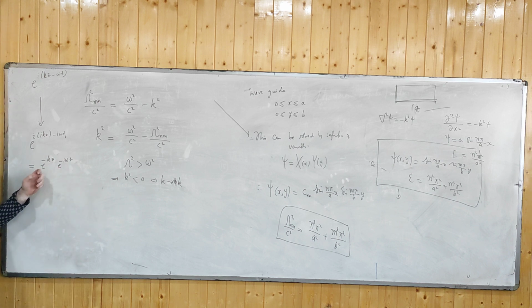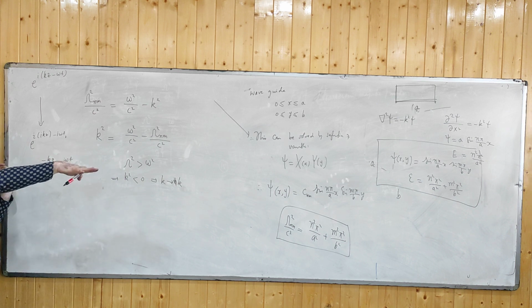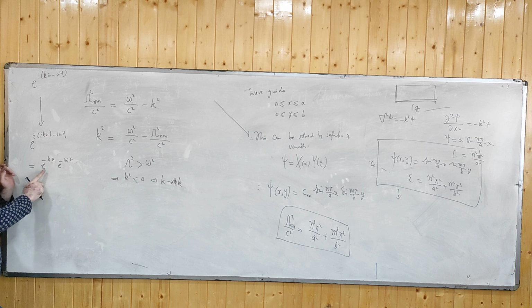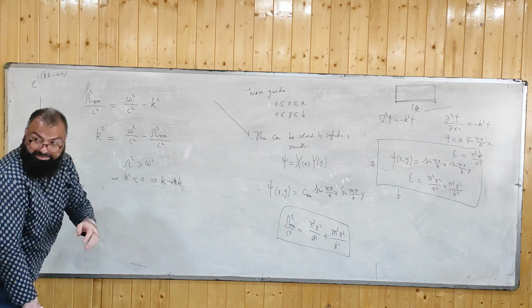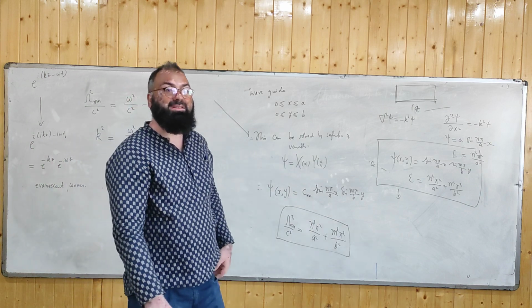So what is this wave? As z increases, as the wave goes down the waveguide, what will happen to this factor? It will decrease. That means it will reduce to 0, is it? So such waves are called evanescent waves. This phenomenon is known as evanescence.